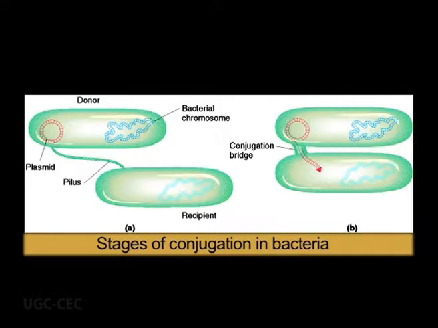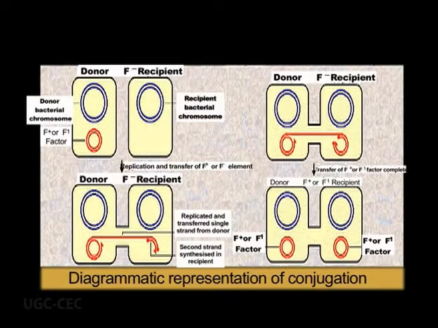Now we come to the mechanism of conjugation in bacterial cell. Now what happens is, you can see there is a donor and there is a recipient. The donor is having this extranuclear circular plasmid, and this plasmid is actually producing a strand, and this strand is entering through this conjugation bridge into the recipient. Perhaps this figure will give you a better idea of how conjugation occurs.